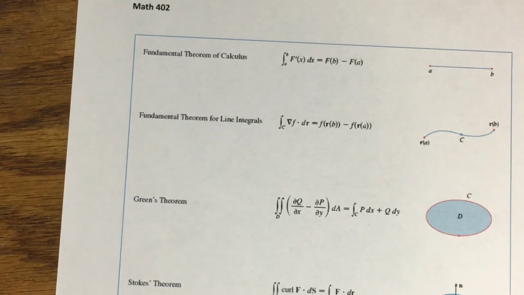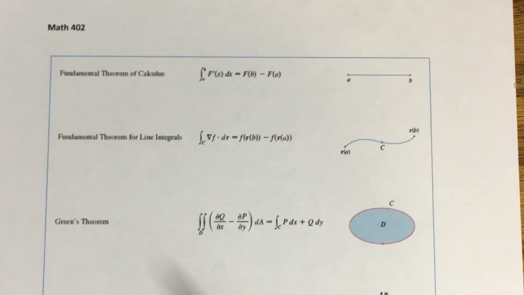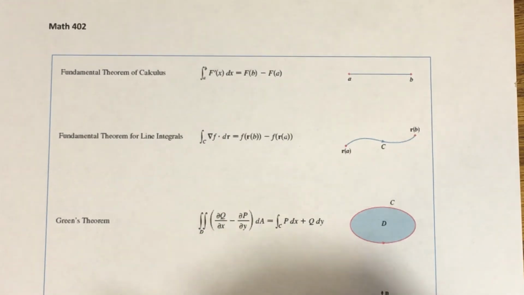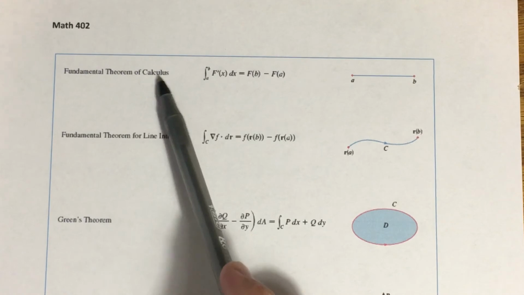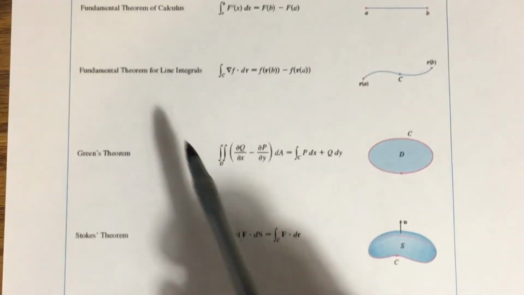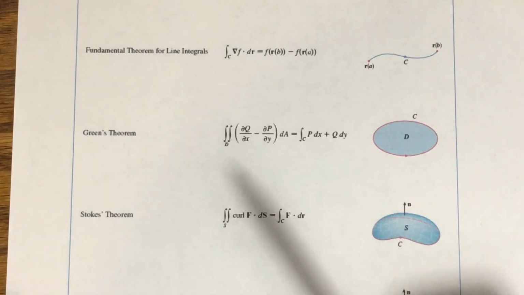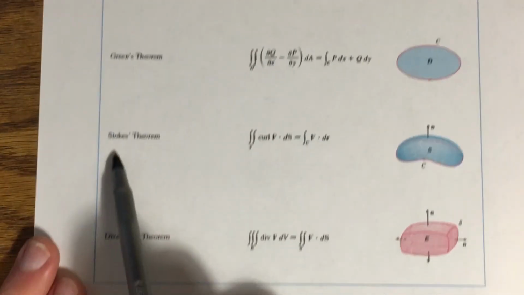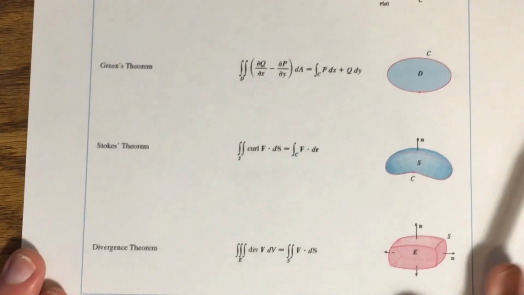The last thing I want to do is what's technically called 16.10 in your book. It's a summary of a lot of results that we've encountered up until this point. And it's showing a sort of unity amongst these 5 really, really important theorems in calculus, beginning with the fundamental theorem of calculus. And then the remaining 4 are all theorems that we covered in chapter 16. So we have the fundamental theorem for line integrals, Green's theorem, Stokes' theorem, and the divergence theorem.